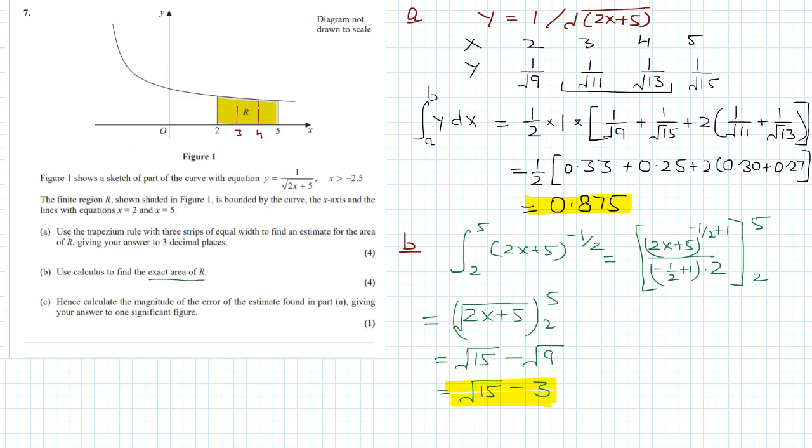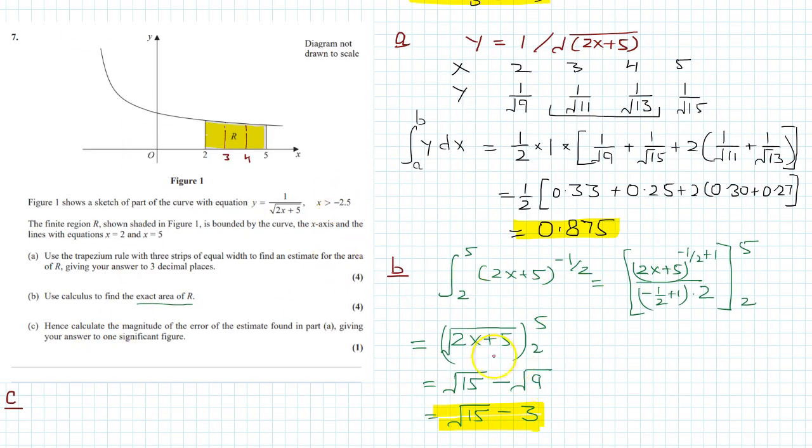Part C. Hence calculate the magnitude of the error of the estimate found in part A, giving your answer to one significant figure. For part C, let's calculate it in decimal. So that is equal to 0.873. This is not the second part, because we have to find the exact value. We are doing the part C.